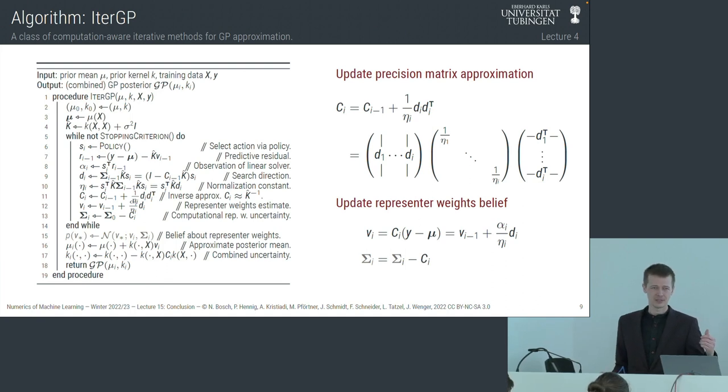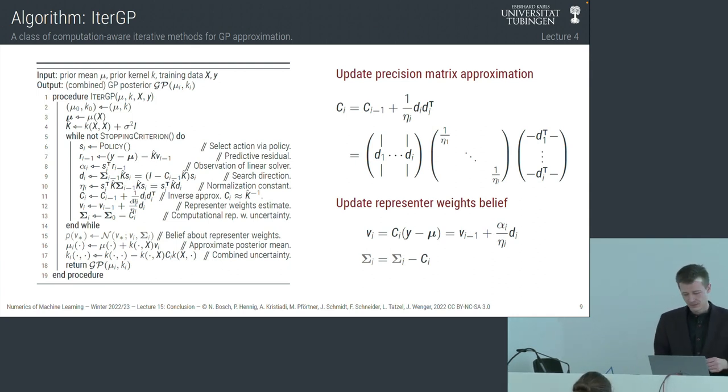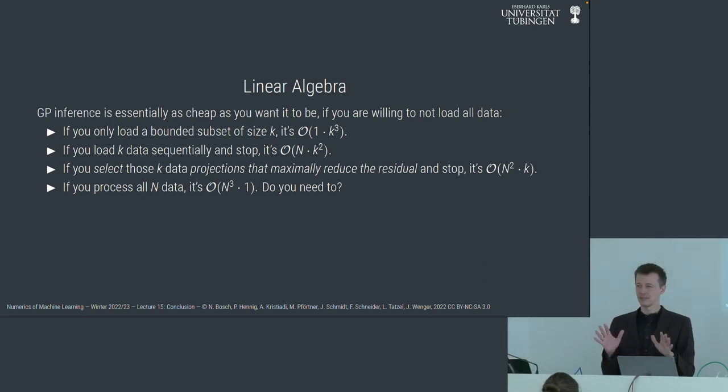And n iterations of cost n times k squared are also n cubed. No, sorry, k iterations of cost n times k squared. So here we go, are asymptotically also n times k cubed. So the high level takeaway from the linear algebra bit.